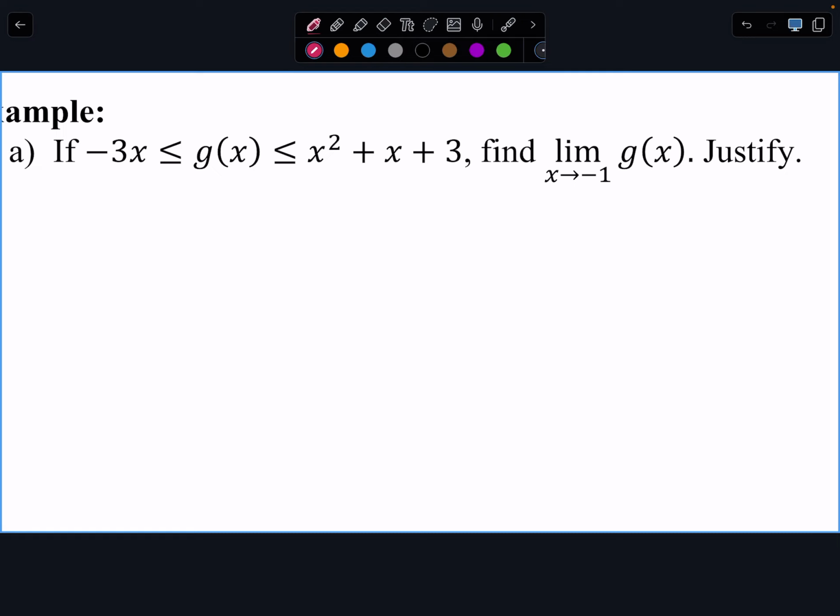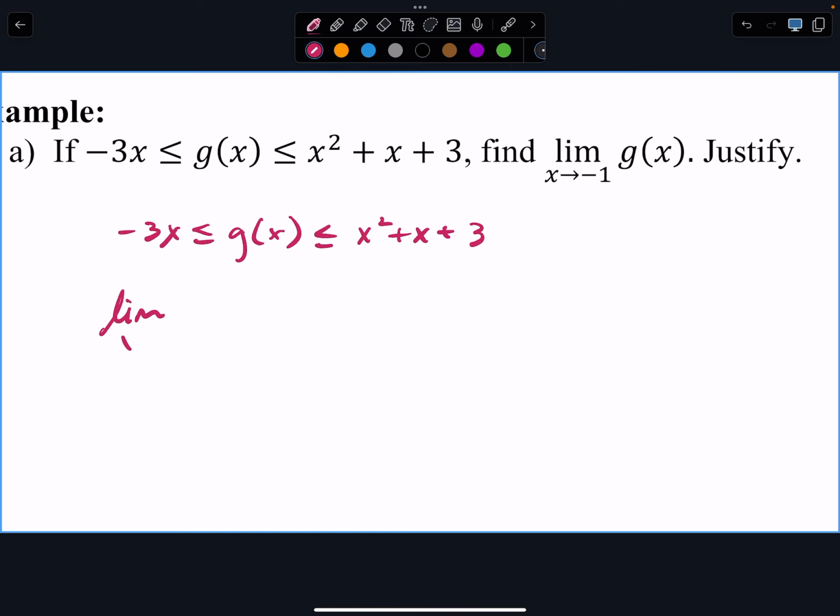Okay, so we are trying to find the limit as x approaches -1 of g of x. We don't even know the rule for g of x. We just know that this relationship is true. So we could restate that inequality. Find the limits of the outside functions, right? The bread functions as x approaches -1. All right, that would be 3. And the limit as x approaches -1 of that quadratic? Well, that would also be 3.